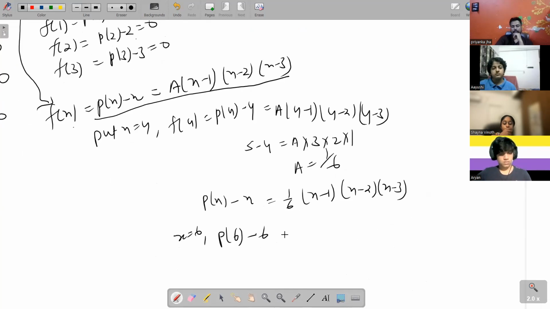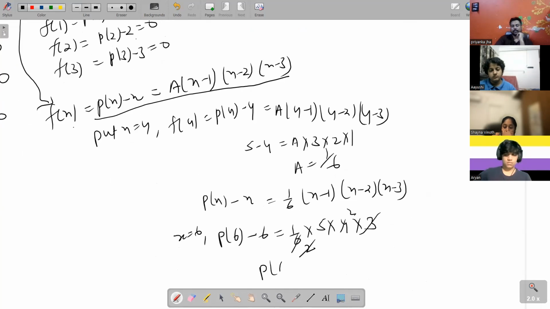So this is P(6) − 6 = 1/6 × (6 − 1)(6 − 2)(6 − 3), which is 5, 4, 3. So 3 times 2 is 6, and 4 times 5 is 20, so 20 by 2, which is 10. So P(6) is 10 + 6, that is 16.